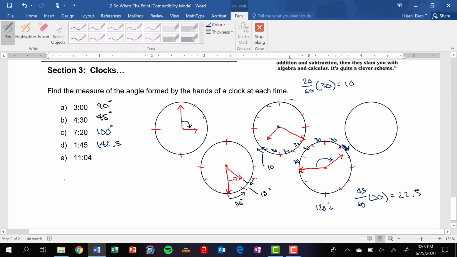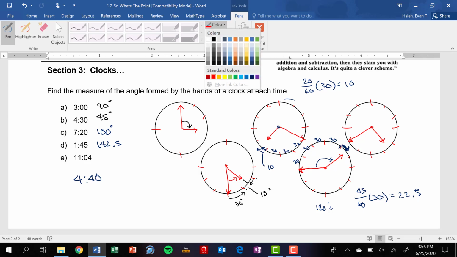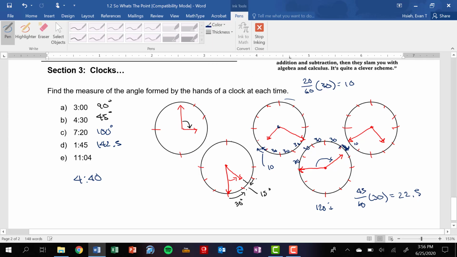Then I'm going to throw one in here. Let's try 4:40. Let's do that first before we try 11:04. 4:40 is going to be like this. If you want, you can go ahead and pause the video here and just try it on your own, but I'm going to try 4:40. And it's going to be, again, past the 4. It's going to be at the 40 right there. And so it's going to be 10, 20, 30, 60, 90. I know it's got to be at least 90.